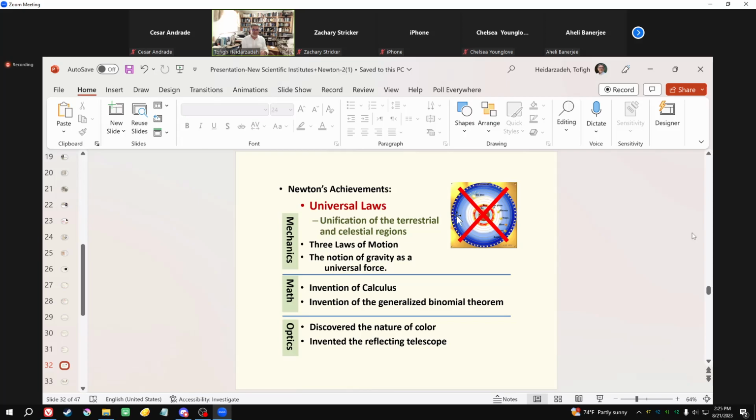In mathematics, he invented calculus, and you know better than me that we cannot have modern science and technology without calculus. Calculus is such a great tool to understand everything in this universe. And he invented the generalized binomial theorem. And in optics, he discovered the nature of color, which nobody knew before Newton. And then he invented the reflecting telescope, which helped astronomers a lot to improve their observations. So let's go one by one.